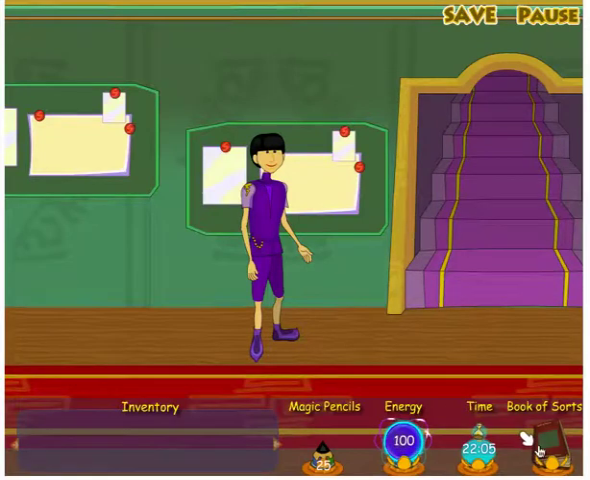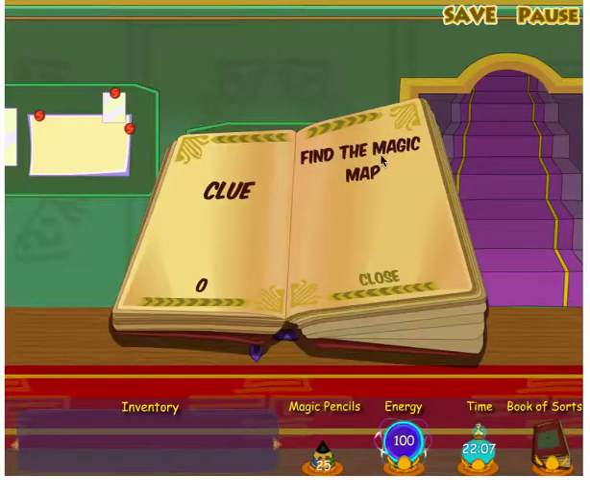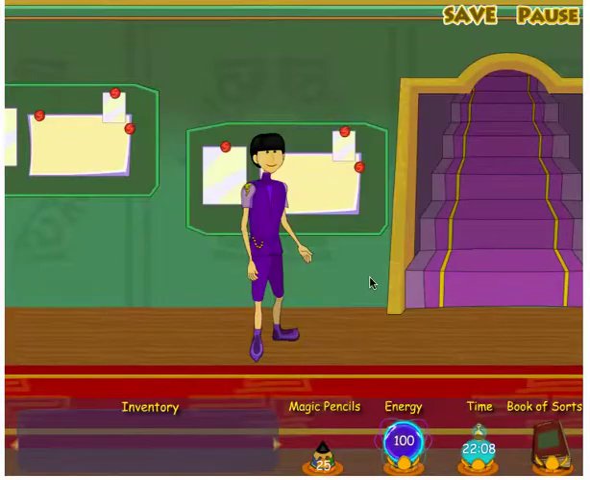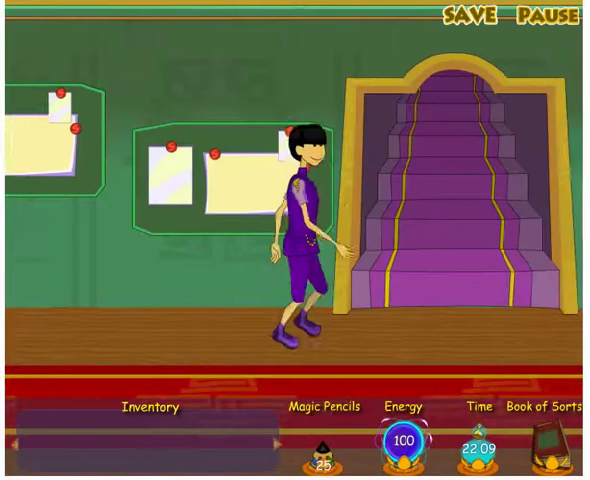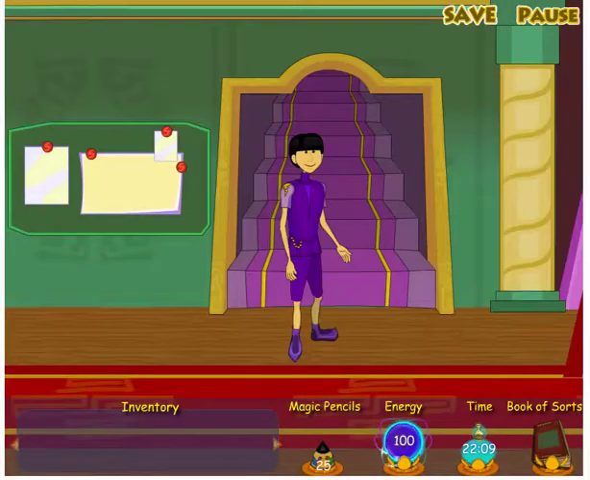Here is your book of sorts. So you want to check with your book of sorts often. Let's see if I click here. The first thing I have to do is find the magic map. Now to find the magic map, I actually have to enter one of the classrooms. So I click Close, and that's the first thing I'm going to do. So to move, I just use my arrow keys. If I want to go up the stairway, I click Up.